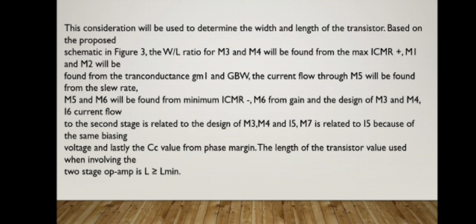In the design of M3 and M4, the current flows to the second stage. M3 and M4, and M7 are related because of the same biasing voltage, and lastly the CC value is set from the phase margin. The length of the transistor value is used when involving the two stages of the amplifier.